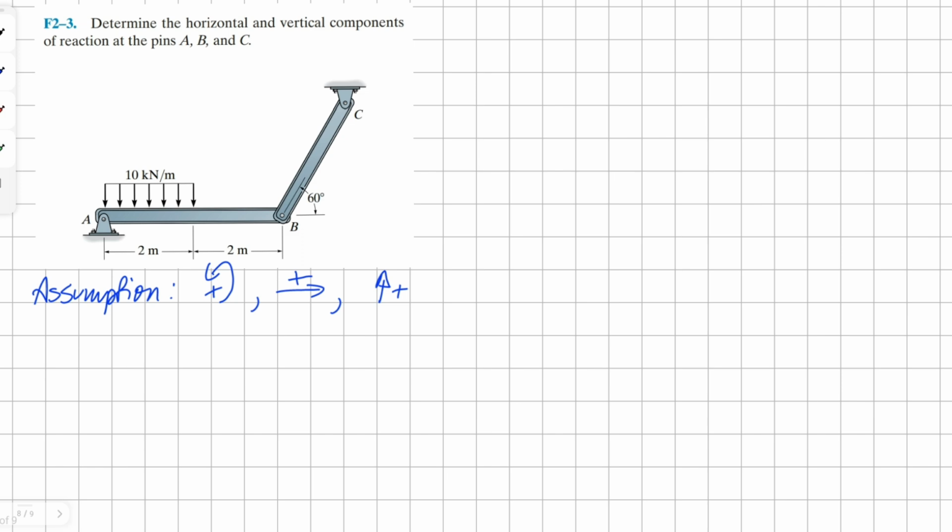For this problem, we need to determine our reaction components at all points, BC, AB, and this vector is at a 60-degree angle. And for our uniform distributed load, let's convert it into a point load. So it'll be 10 kilonewton per meter times the distance of the uniform load, that's 2 meters, comes to 20 kilonewton. And this 20 kilonewton will be at the halfway point of our uniform distributed load. So in this case, it'll be 1 meter from point A.